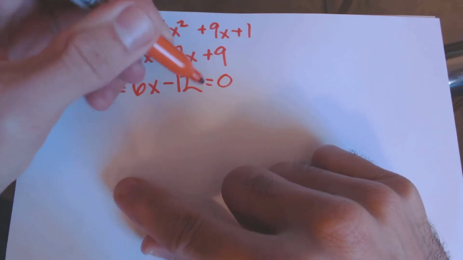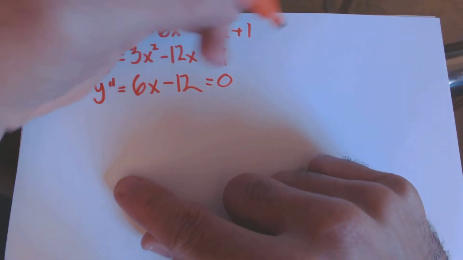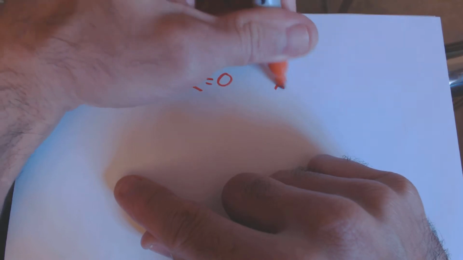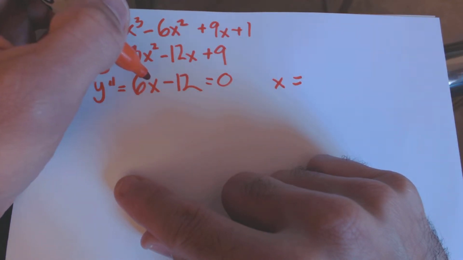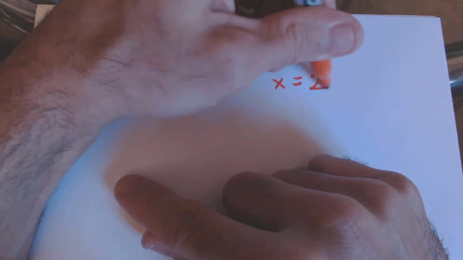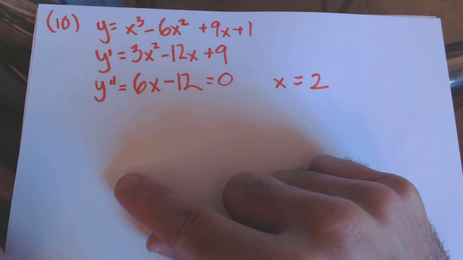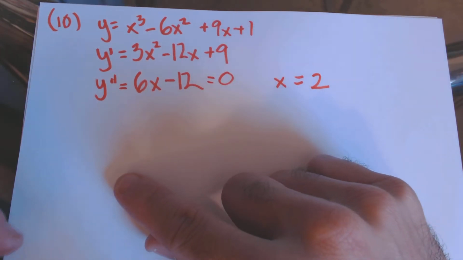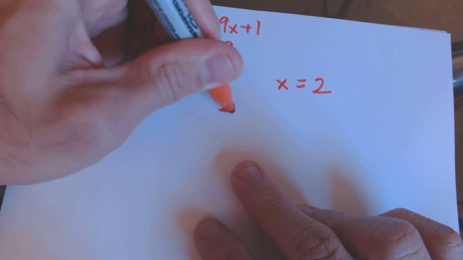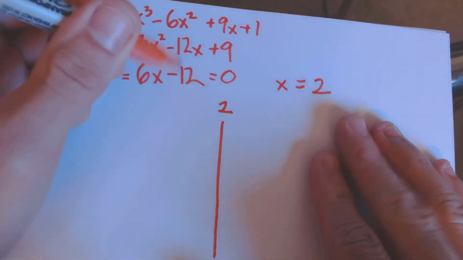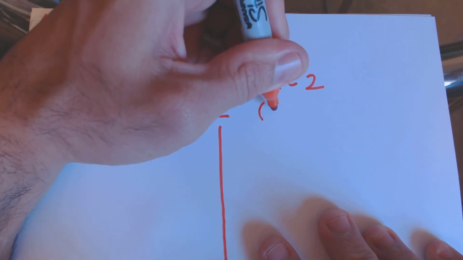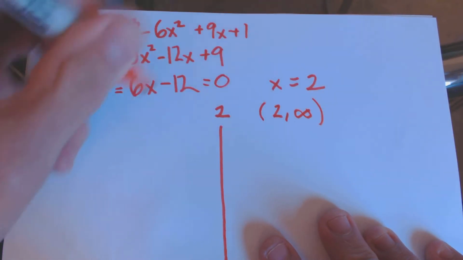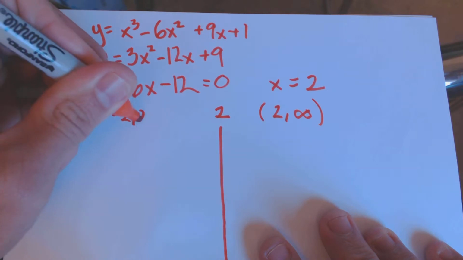Setting that equal to 0, we find out that the candidates for inflection points are x equals... No, x equals 2, sorry. So let's set up our sign chart. We have 2 as a potential candidate for an inflection point. Then we have the interval from 2 to infinity, and we have the interval from negative infinity to 2.